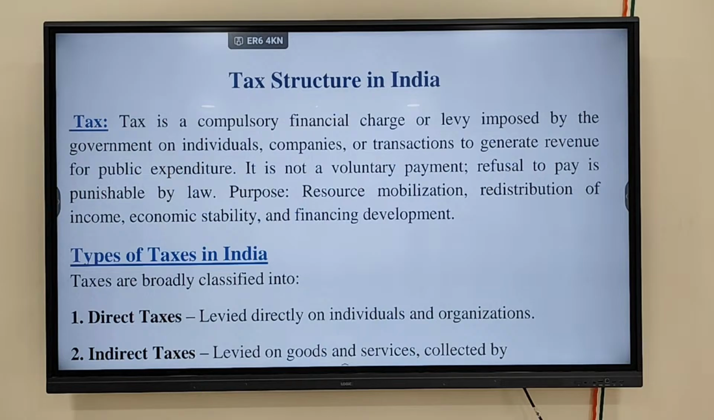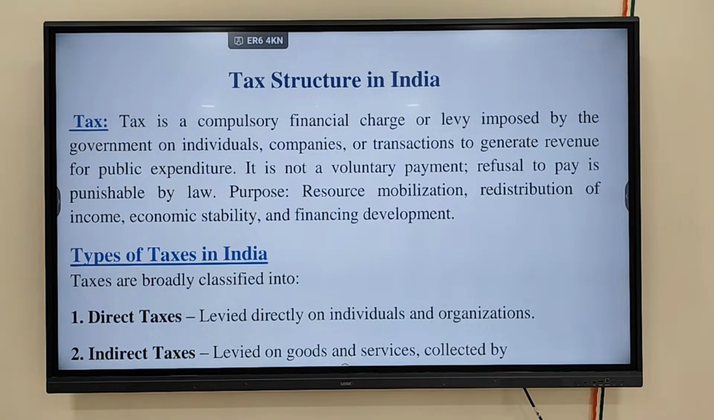Okay, what is direct tax? The tax that is levied on individuals and that is paid directly. Okay. What is the example for direct taxes? Which are the examples for direct taxes? Income tax.